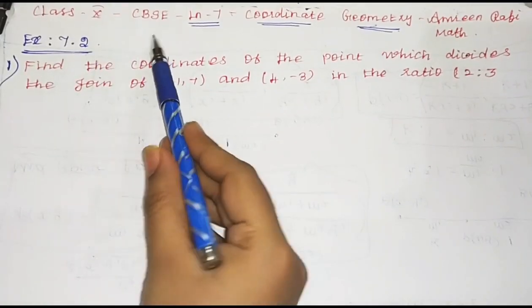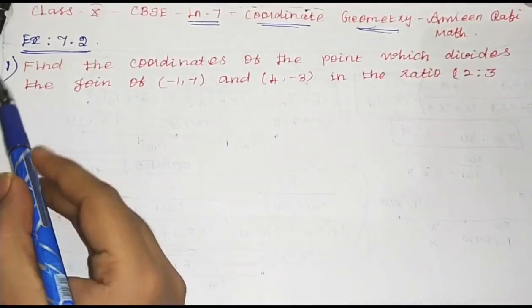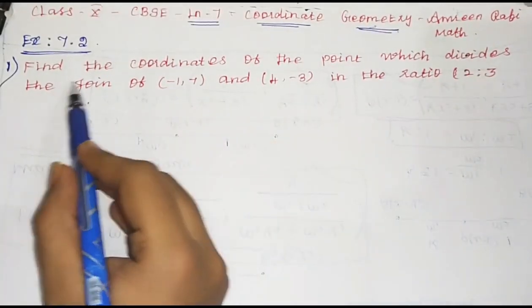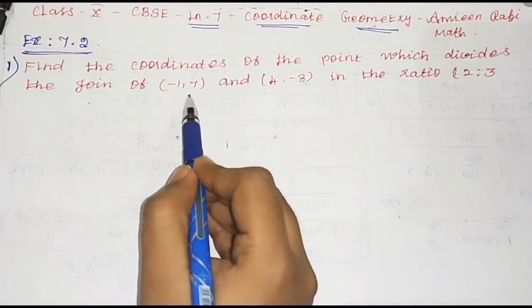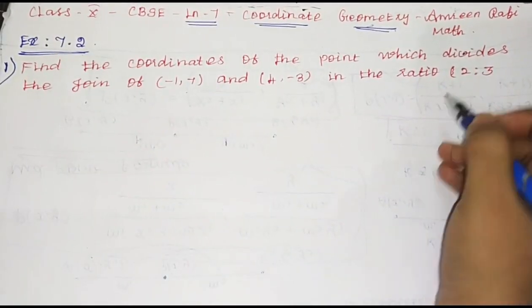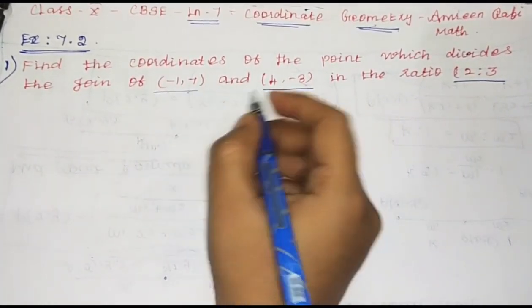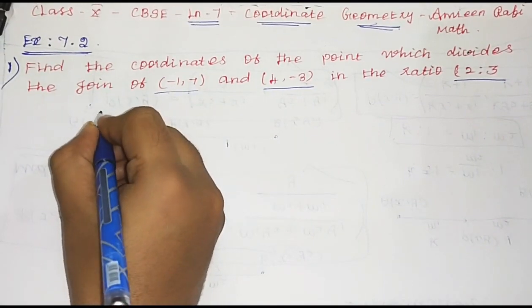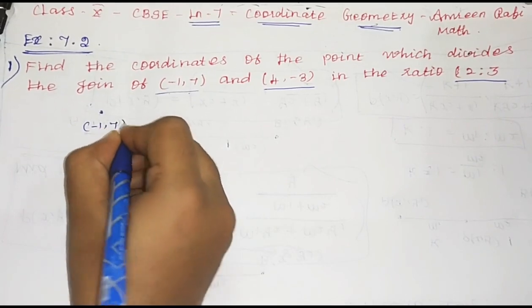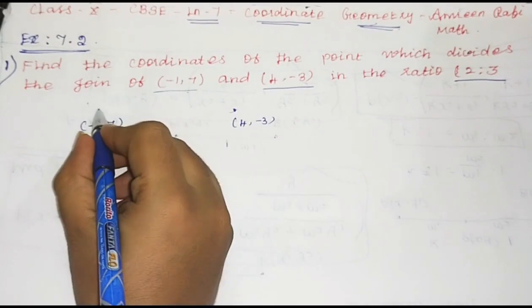Class 10 CBSE Lesson 7 Coordinate Geometry, Exercise 7.2, first sum. Find the coordinates of the point which divides the join of -1, 7 and 4, -3 in the ratio 2:3. So the ratio and two coordinate points are given, so we can draw the diagram. Through the diagram I will explain to you. One point I consider -1, 7. Another point I consider 4, -3. Join the line.